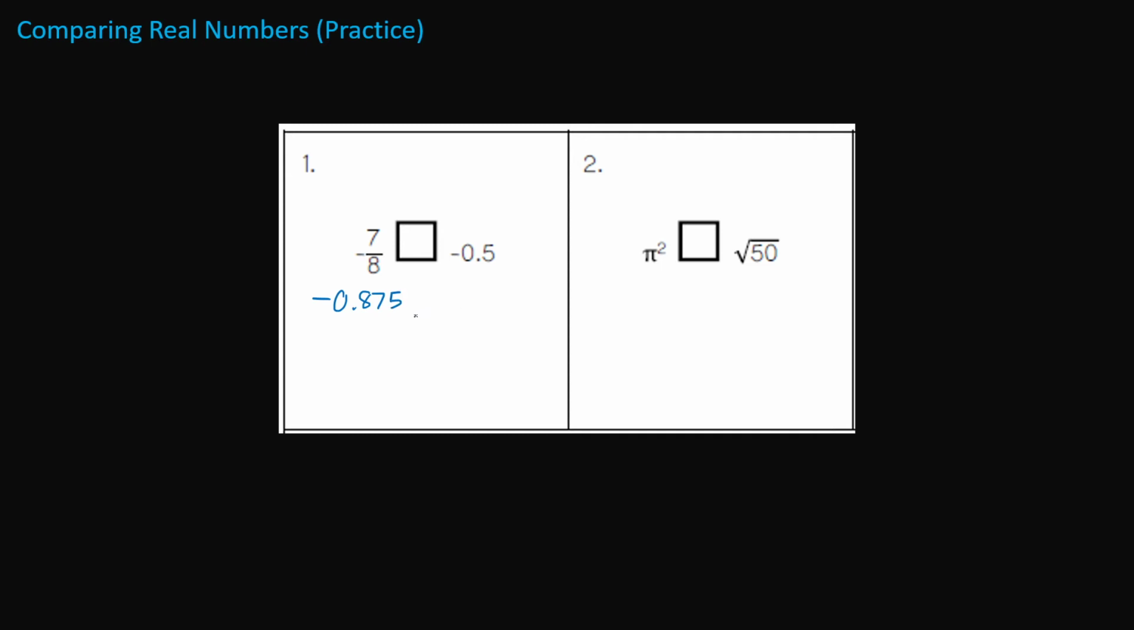0.875. Now when we compare this decimal to negative 0.5, we see that if we were to place these numbers on a number line, negative 0.875 would be farther away from 0, which means it is a smaller number. So negative 7/8 is less than negative 0.5.